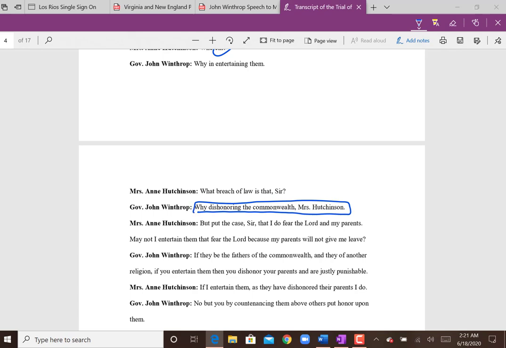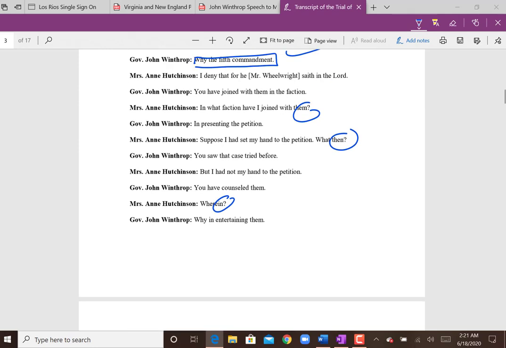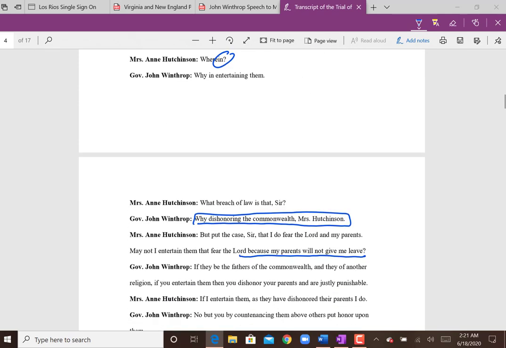So then they make it clear, right, that she says, I do fear the Lord and my parents. May I not entertain them that fear the Lord because my parents will not give me leave? So then this is what she's using with that. The first they say is honoring the father and mother, but then they're connecting this to honor father and mother, although they're going to cut out mother, right? It's really about father. And they're going to say the commonwealth is essentially the father. And so the commandment of honor thy father and mother applies to honoring the commonwealth as well.